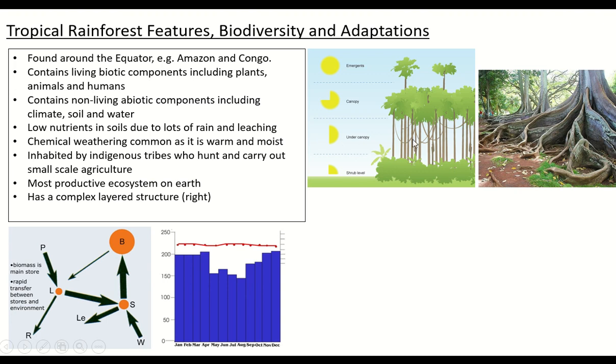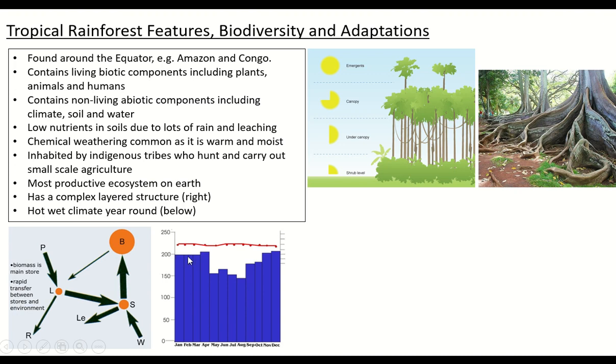Underneath that, you can get some smaller shrubs and trees which get about half the light, and then down in the shrub layer is where you get very little light because it's all being blocked out by the canopy and the under canopy. And they've got a hot, wet, year-round climate.